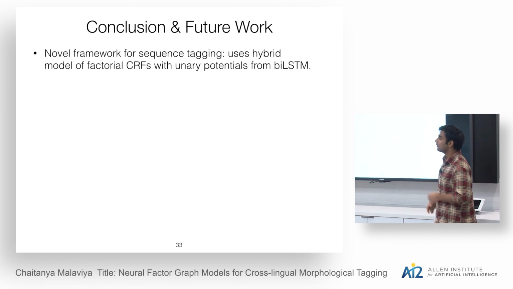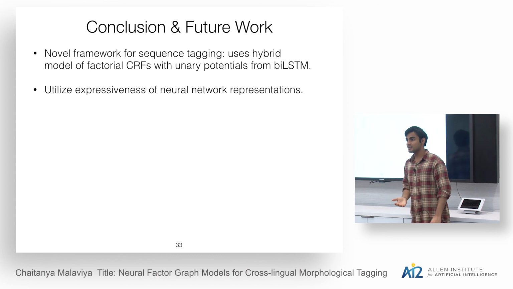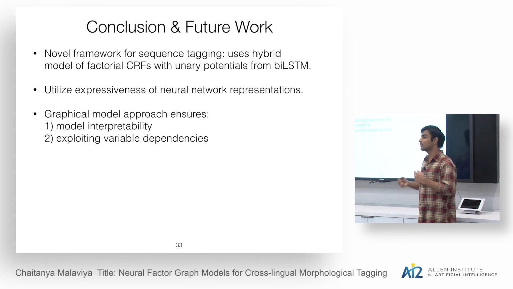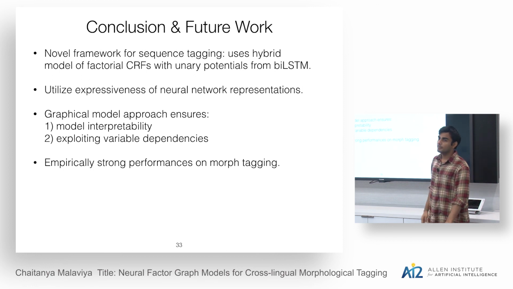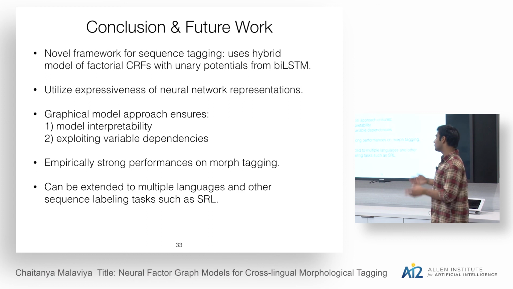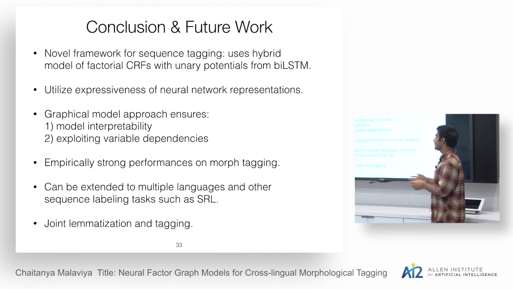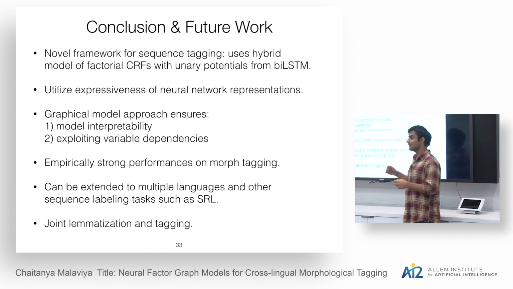So as a conclusion, we proposed a novel framework for sequence tagging, where we use a hybrid model of factorial CRFs, and we obtain unary potential scores from a bidirectional LSTM. Through this model, we are able to exploit the expressiveness of neural network representations, and the graphical model approach ensures that we have more interpretability in our model, and we can exploit the variable dependencies as desired and as represented in our graphical model. We obtain empirically strong performances on morphological tagging, but I would like to point out that this is a very general framework that could be applied to other sequence labeling tasks, such as semantic role labeling and several other multi-output or multi-classification tasks. We're also recently doing experiments for joint lemmatization and tagging within the same framework.